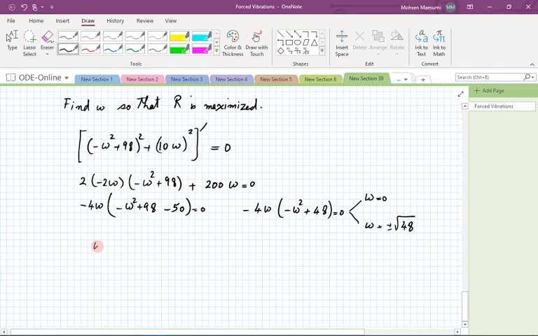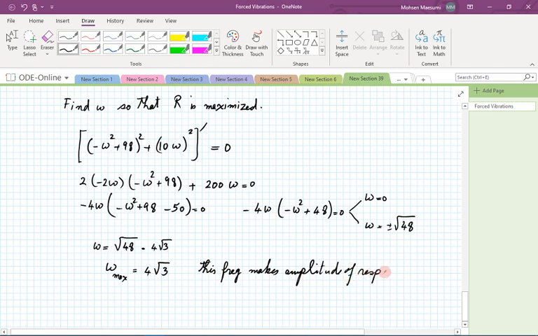So omega becomes square root of 48, which if you simplify, I guess it's 4 radical 3. The nickname for this thing is omega maximum, meaning this is a frequency that makes the amplitude of response to be largest possible.